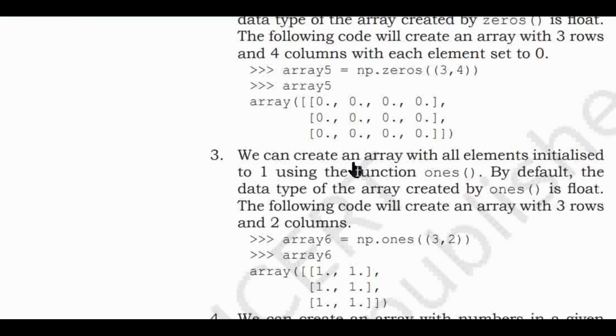We can create an array with all elements initialized to 1 using the function ones. By default, the data type of the array created by ones is float. The following code will create an array with 3 rows and 2 columns. Array 6 equal to np.ones 3, 2. Array 6 array 1.1.1.1.1.1.